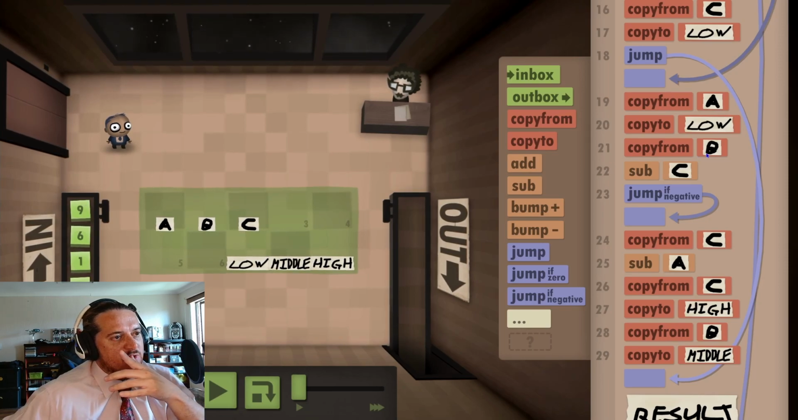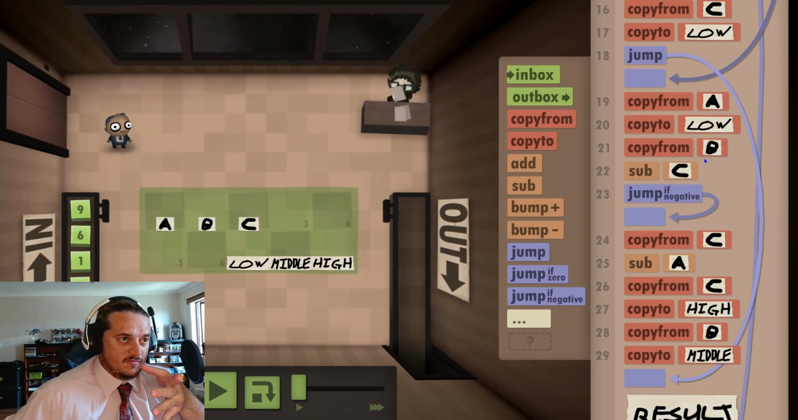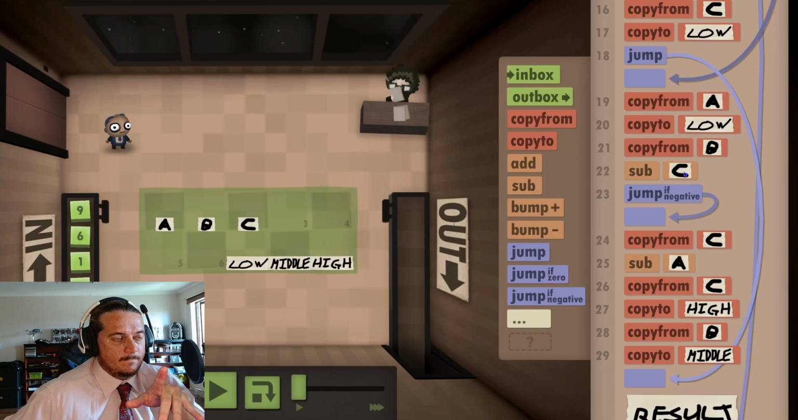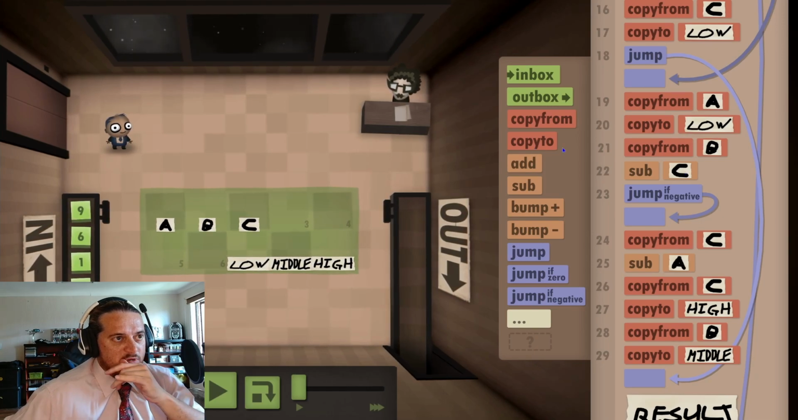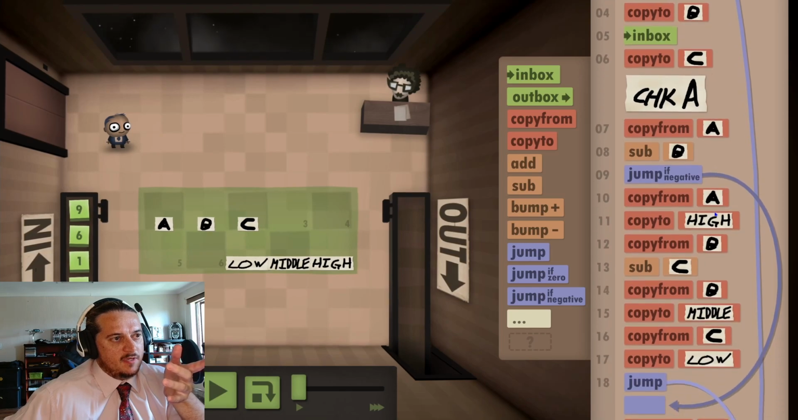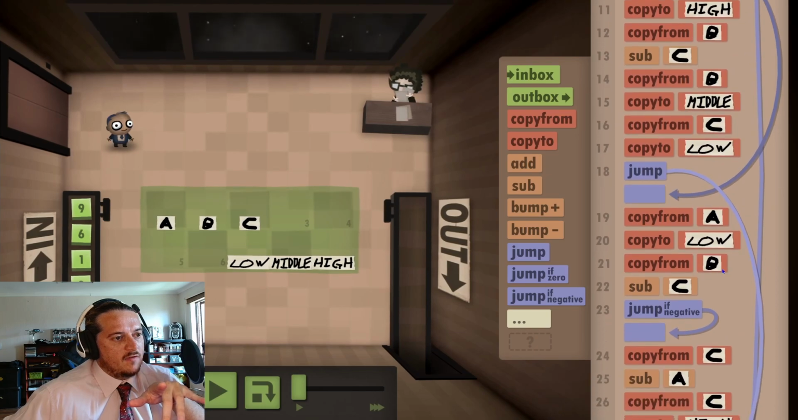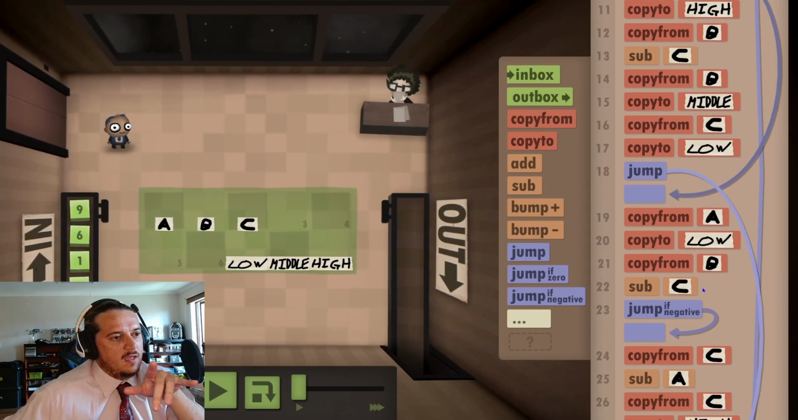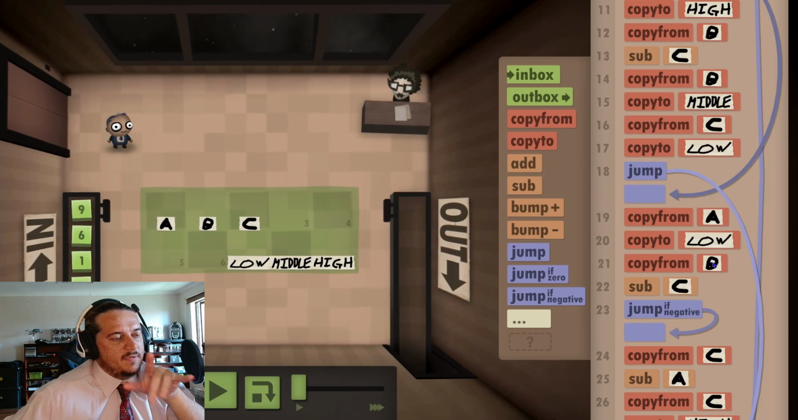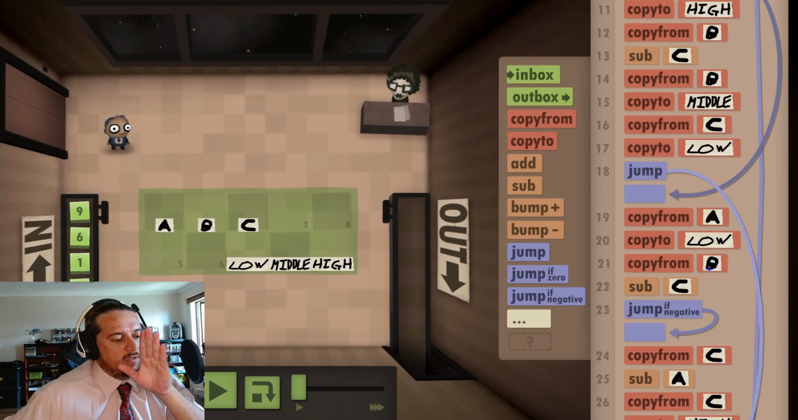However, if we copy from B, I mean minus C, and it's positive, then it means B is higher than C. So we've done A minus B, and I've said B is higher than A. I've done B minus C, and I'm saying B is higher than C. So then it should be B, AC.